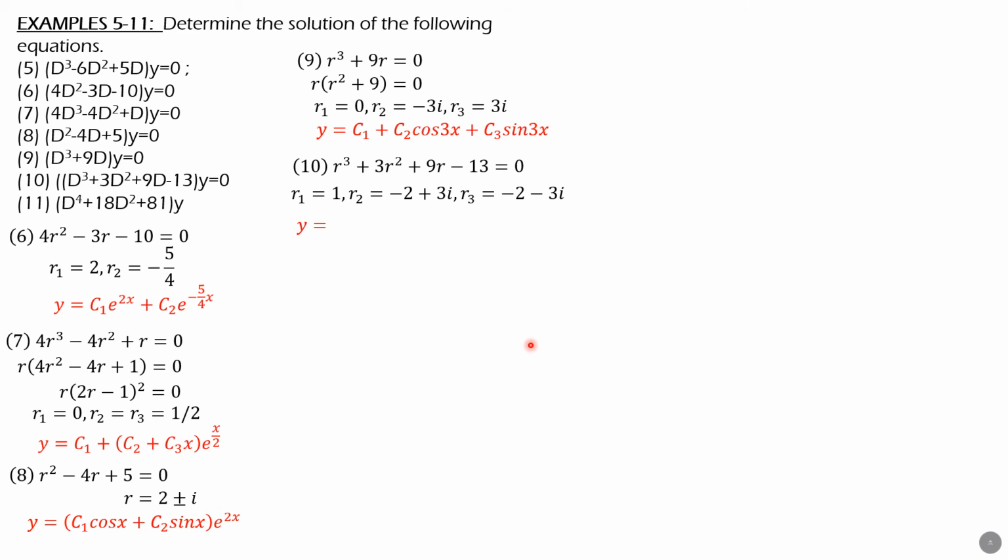So y equals c sub 1 e to the x plus quantity c sub 2 cosine 3x plus c sub 3 sine of 3x close, e to the negative 2x. So that's the solution.